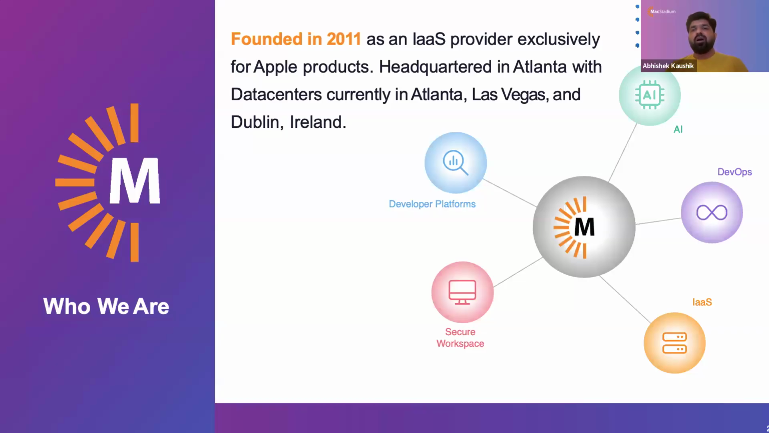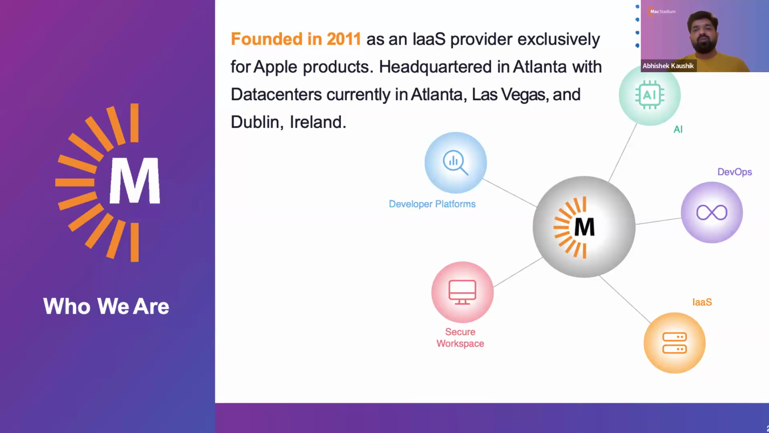Let's start with who we are. MacStadium was founded in 2011 and is the leading infrastructure as a service provider dedicated exclusively to Apple products. From our headquarters in Atlanta and data centers in Atlanta, Vegas, and Dublin in Ireland, we empower enterprises to access macOS in the cloud. Our goal is to eliminate the barriers of physical hardware and make macOS available anywhere, anytime, and for any team.